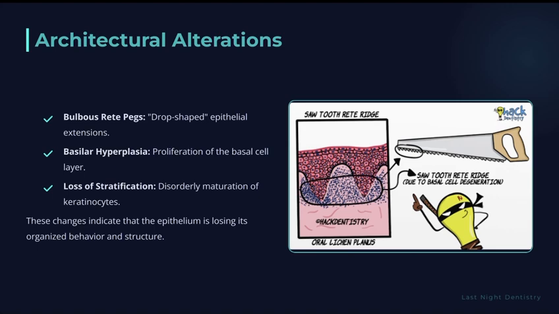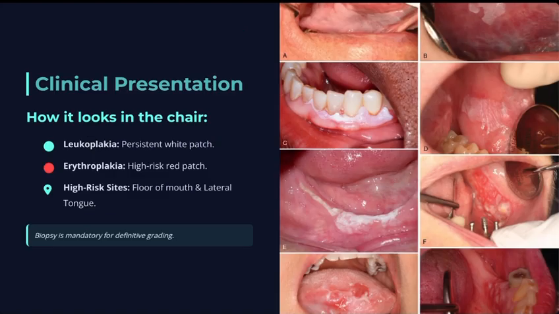So, now moving to the clinical presentation. Clinically, how does epithelial dysplasia appear? Most commonly as leukoplakia, a white lesion that cannot be scraped off. Sometimes it may also appear as erythroplakia or a mixed red and white lesion. The most dangerous sites are the lateral border of the tongue and the floor of the mouth. These are the high risk areas for malignant transformation. And clinically, dysplastic lesions may look very innocent. That's what makes them dangerous.